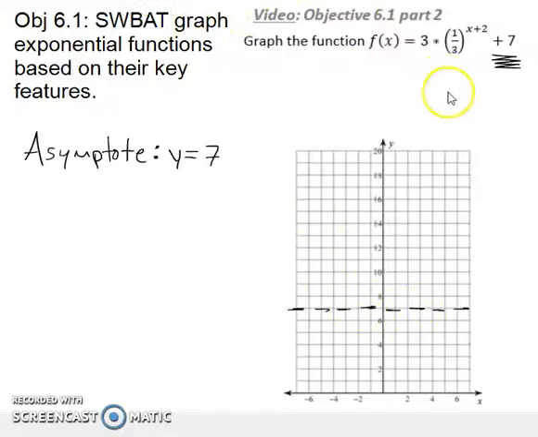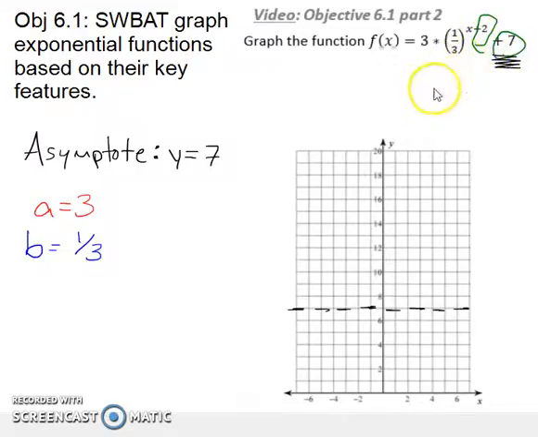Next thing we're going to do is look at our a. So our initial value here is 3. And then, again, just like last time, I'm going to look at my multiplier, which is 1/3. This is going to be a complicated one just because it's decay. But really the reason we have a new video here is because of our transformations. So we have left 2, and we've also gone up 7.